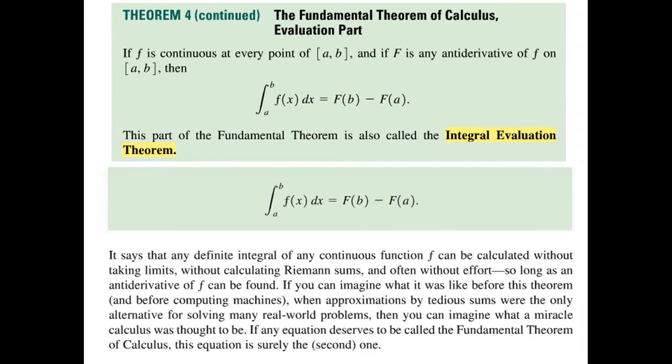If you know your function is continuous on a closed interval, and if your capital F is an antiderivative also on that closed interval, then the integral from a to b of f of x dx is just the antiderivative evaluated at the upper bound minus the antiderivative evaluated at the lower bound.